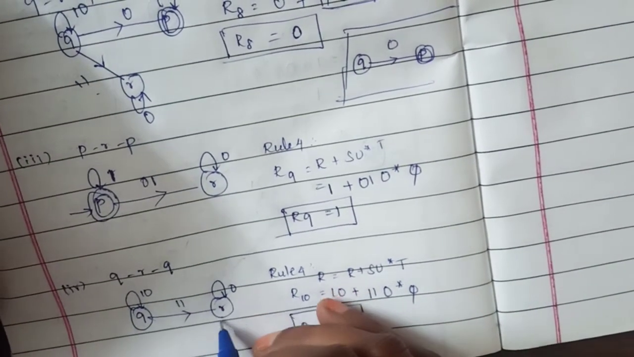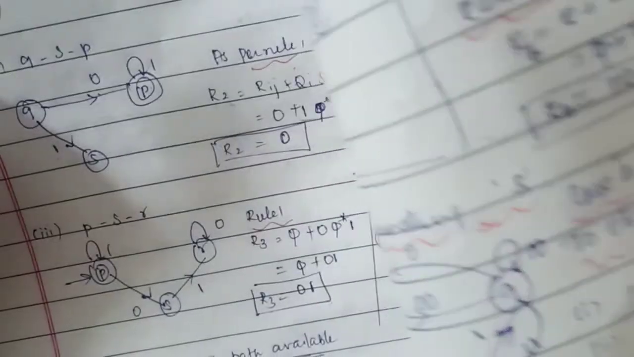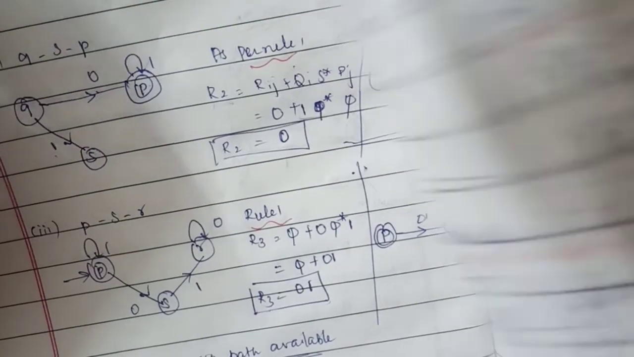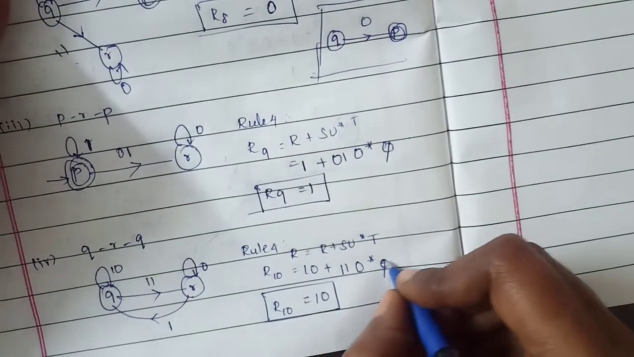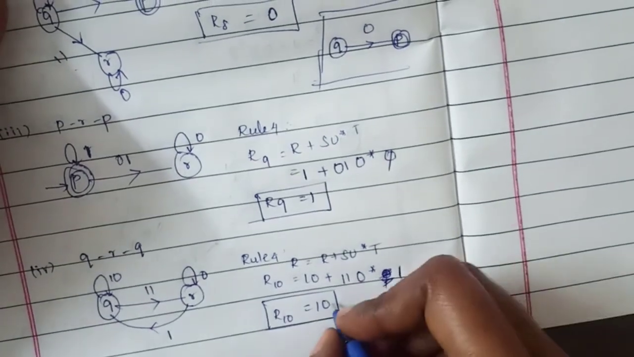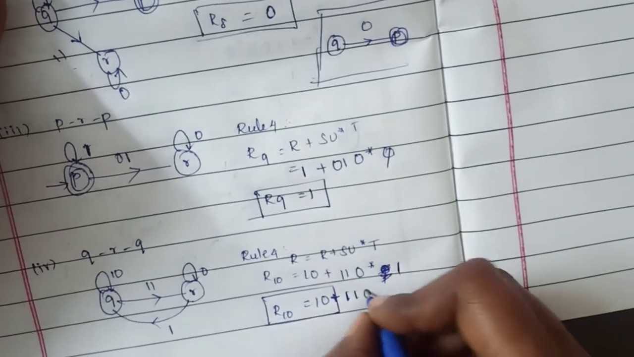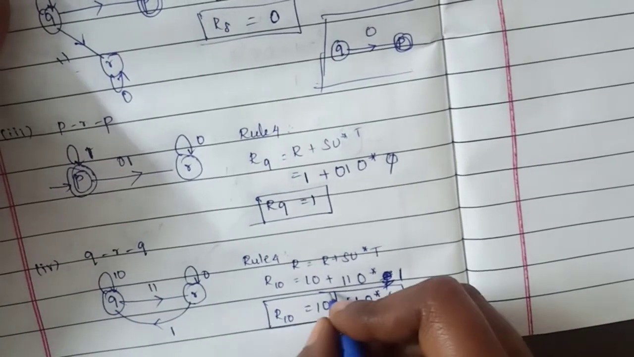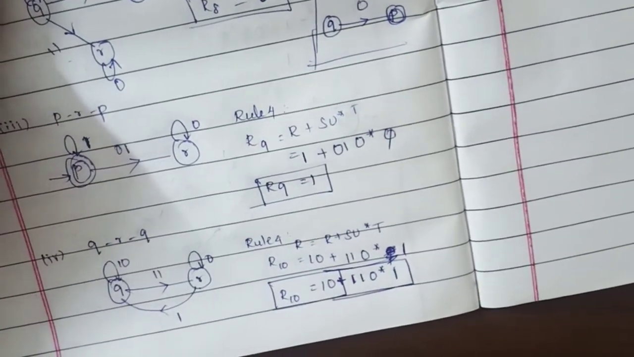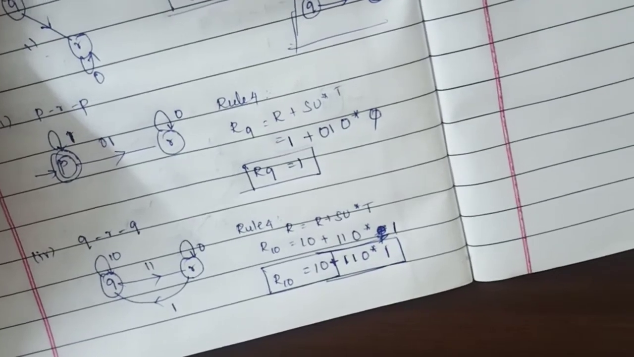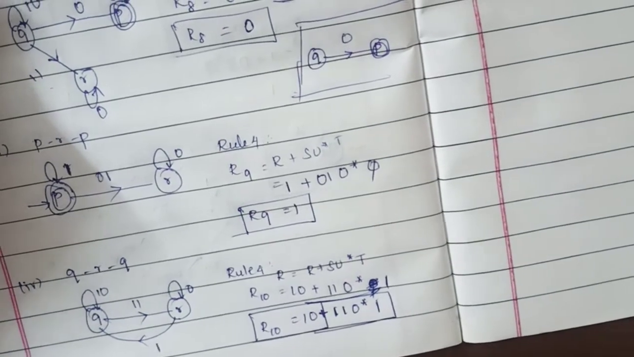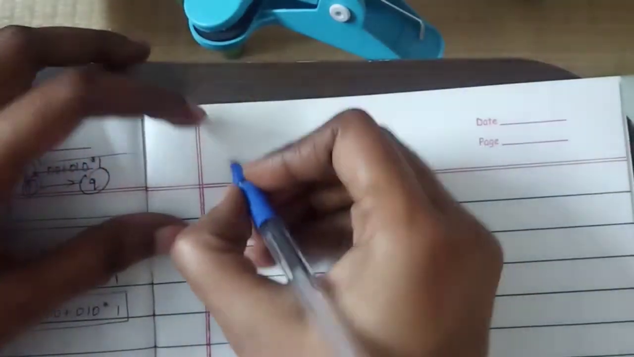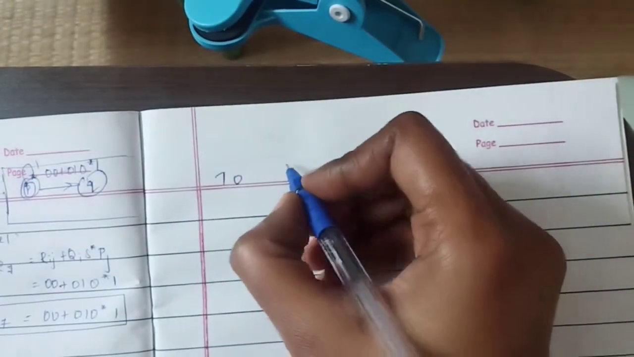So when you see this R to Q once again, so R to Q, its value is 1, right? So this is 1. Now I have to rewrite this 1. So this is my R10. Okay. So this is my R10: 1 0 plus 1 1 0 closure 1. Okay. So finally, we have completely eliminated all the things.